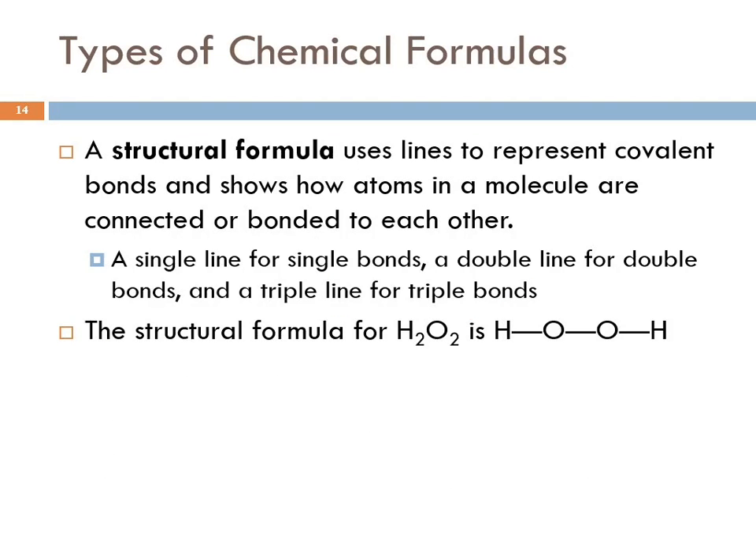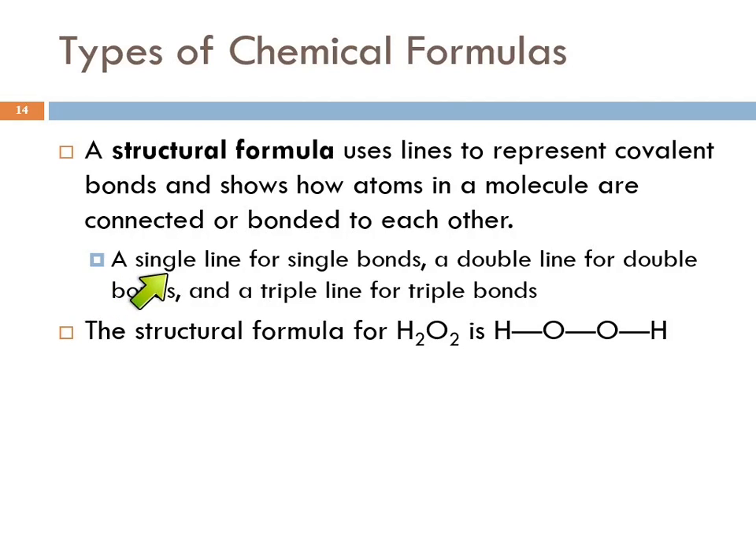The other type is a structural formula. A structural formula uses lines to represent the covalent bonds, and it shows how those atoms are actually connected to each other. Empirical and molecular formulas just say what's in the molecule or the ratio, but don't say how those things are connected. A structural formula gives a little more information.